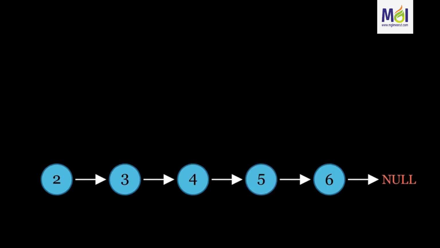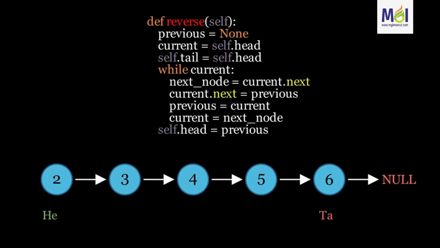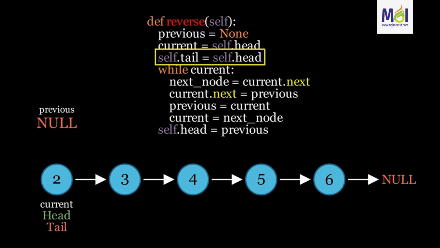The next operation is reversing the entire list. We'll start by defining the function reverse. First, we create a variable called previous, initially set to none, and a variable called current, assigned to the head of the list. The tail will be updated to become the head.